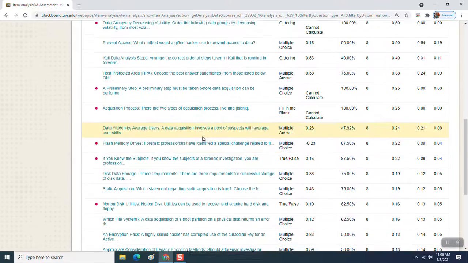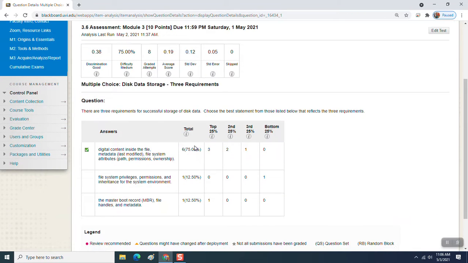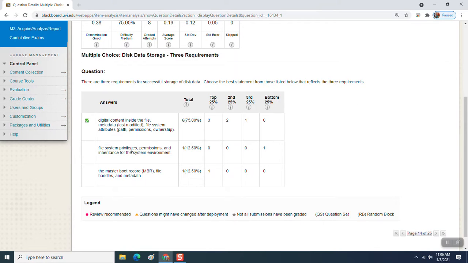Okay, this is our last question for review. Disk data storage. There are 3 requirements for successful storage of disk data. Choose the best statement from those listed below that reflect the 3 requirements. Now, of the 3 answers, this one is correct.